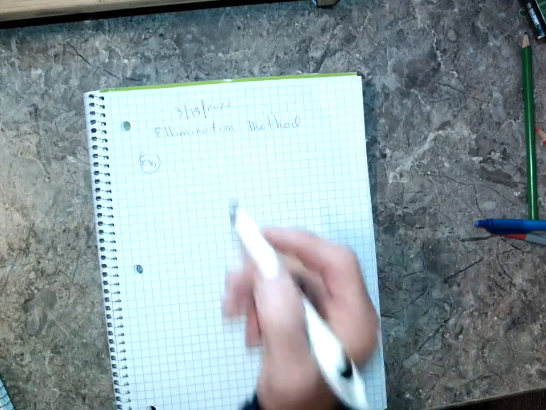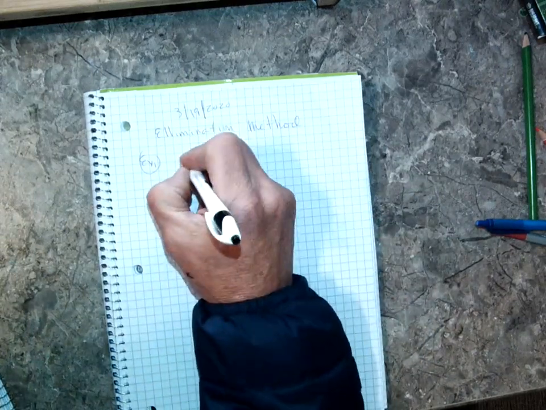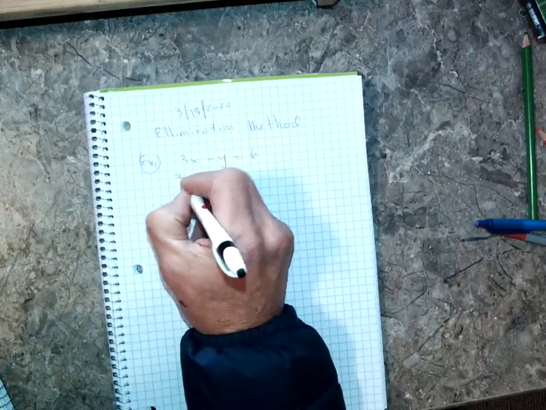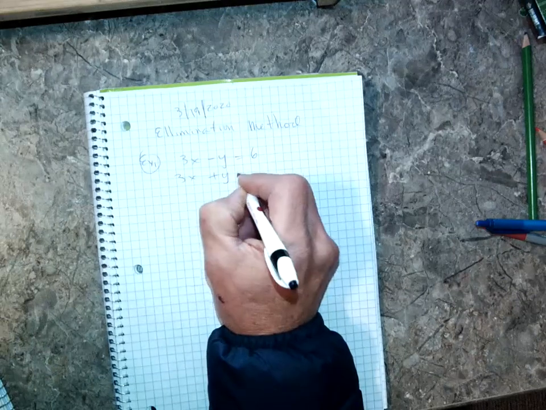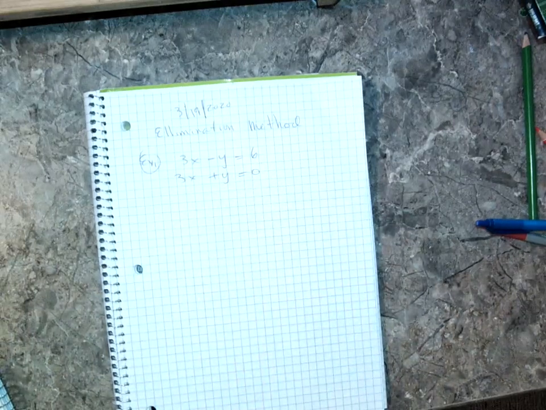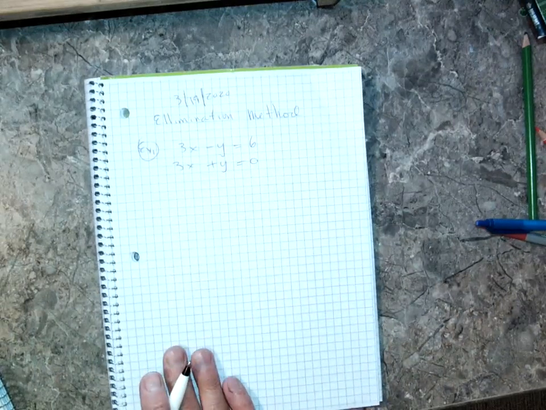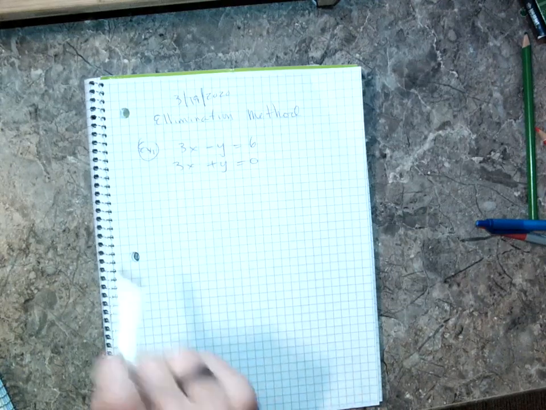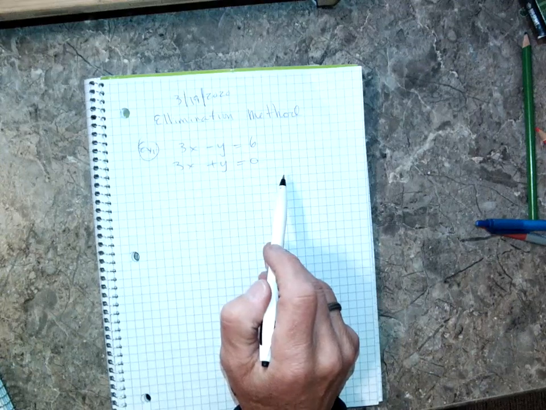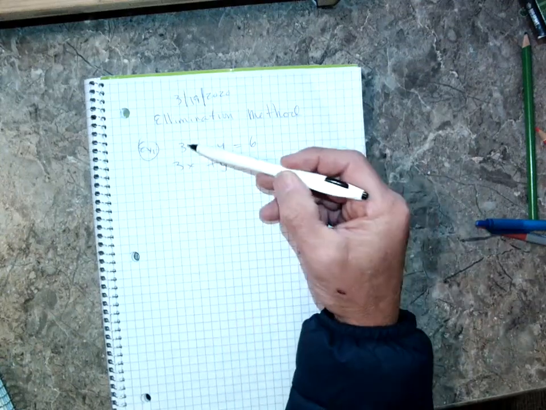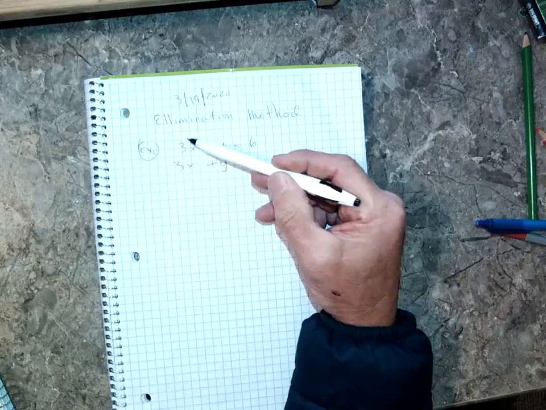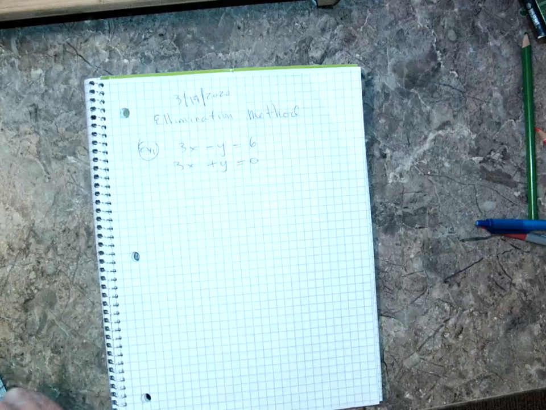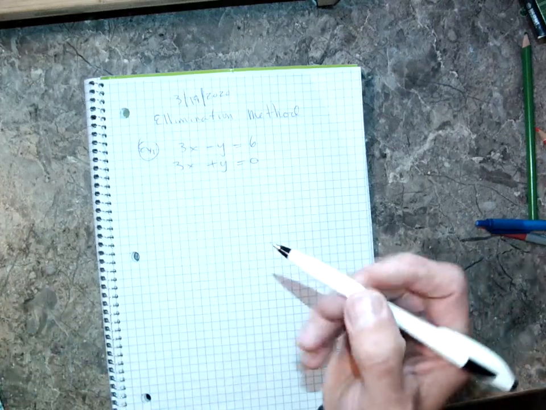Example 1. If I had 3x minus y equals 6 and 3x plus y equals 0. Okay, same types of problems that we've been doing. The difference here is that there's another way to solve this. You don't need to graph it. You don't need to use substitution. If the variables are nicely lined up, x's, y's, equal signs, and the numbers, then we're going to do a thing called elimination.